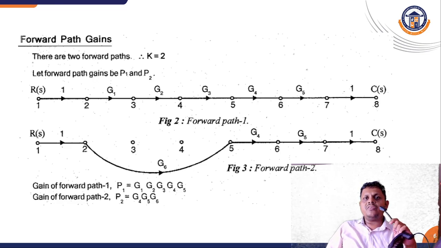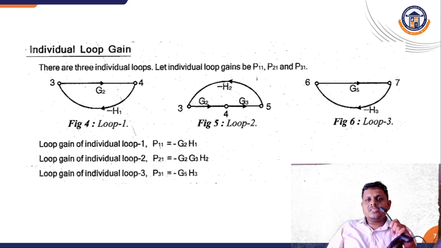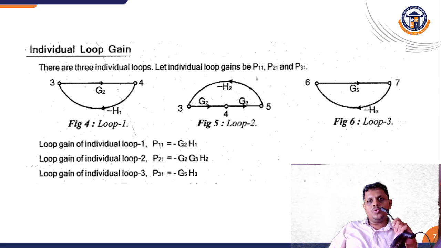So this is the second forward path value, and the next step is to find the individual loop gains. We find how many loops are in the graph, and we obtain 3 individual loops. Those individual loop gains can be calculated as P11, P21 and P31. First, loop 1 connects nodes 3 and 4. So that is loop 1.